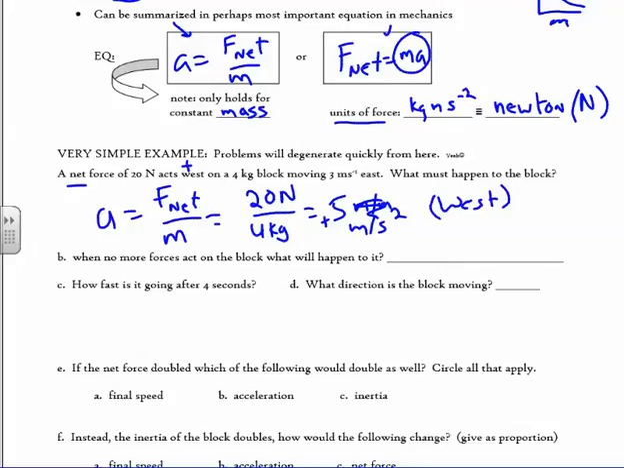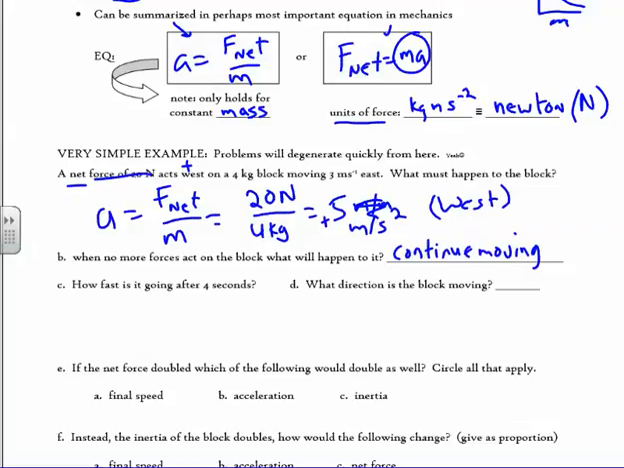All right, so when no more forces act on a block, what will happen to it? So we take away this 20 newton force. Think carefully. Hopefully you didn't say it will come to a stop. If we take away the net force, it will simply continue moving. The only reason it would stop is if there's a net force that would make it stop.